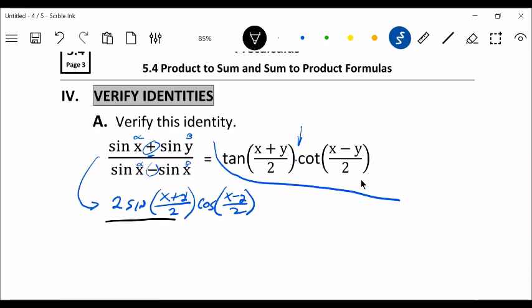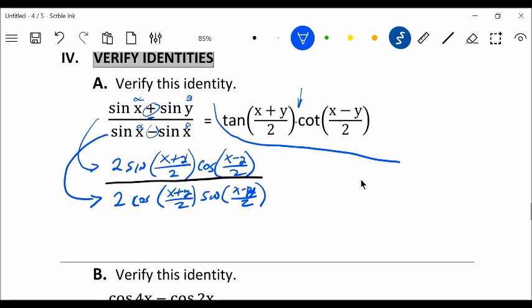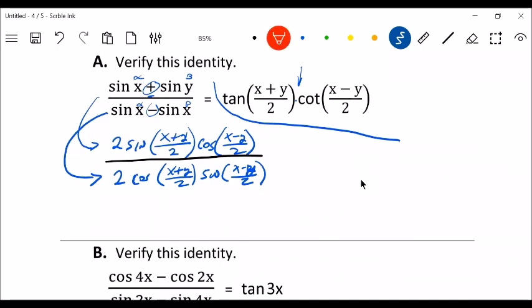And on the bottom, because now we take this one and put it here, that one's 2 cosine of (x plus y) over 2, and sine of (x minus y) over 2. Now, what we're going to do, we need to make that y better first. Y over 2. Now you can see it's a y.